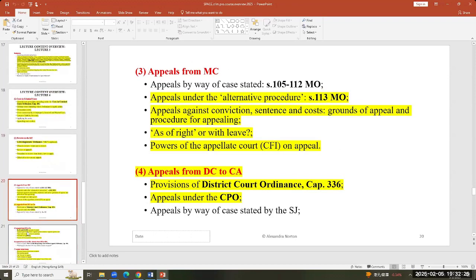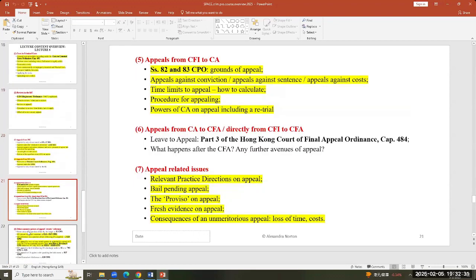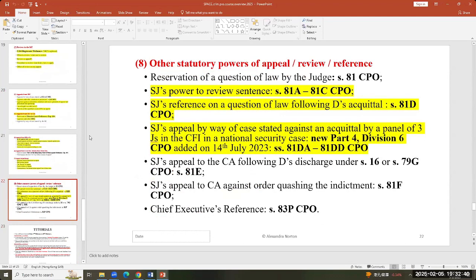So we're going to look at appeals from the magistrate's court, as well as from the district court and the court of first instance. We'll briefly talk about appeals from the Court of Appeal to the CFA, and then we'll look at some of the relevant provisions as well. So again, I've tried to highlight some of the main points.